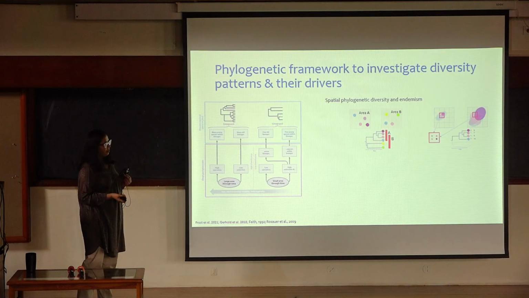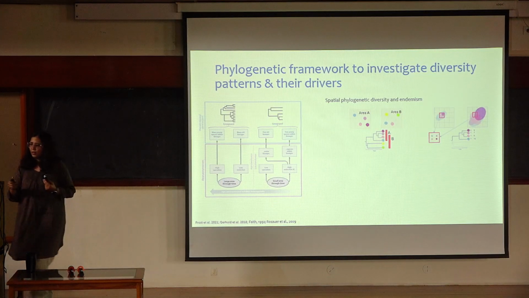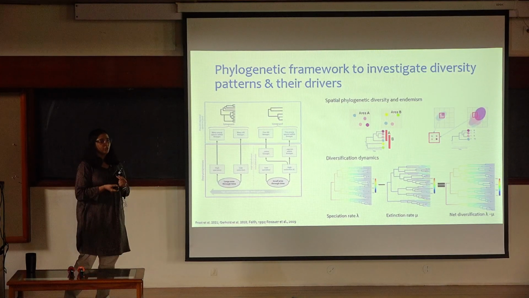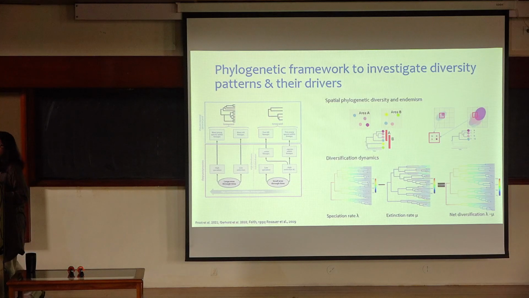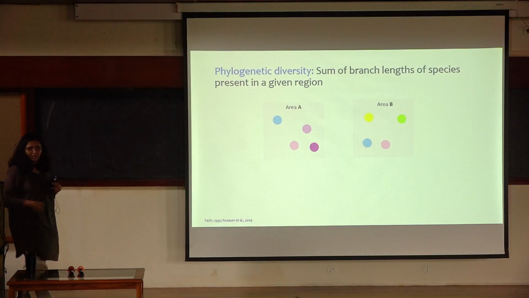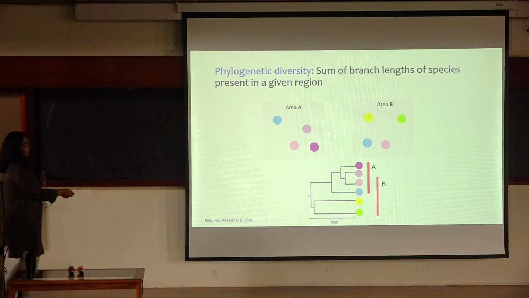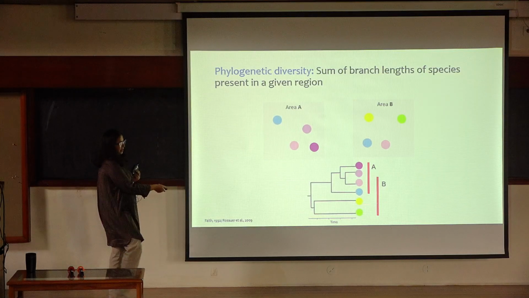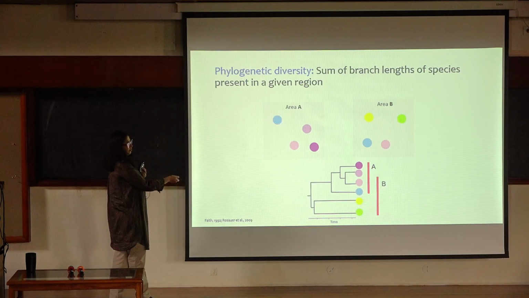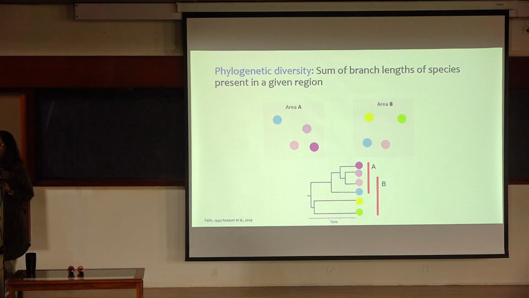One is spatial phylogenetic diversity measures, which will allow me to think about the evolutionary history of the phylogenetic tree and measure the phylogenetic diversity. The other is explicitly measuring speciation and extinction rates and their contribution to these diversity patterns. Very briefly, phylogenetic diversity is nothing but a summation of the branch lengths of the species which occur there. For example, if this is a time-calibrated phylogenetic tree, it shows how these species are related to each other, who have their common ancestry. If this area has 4 species, this is the phylogenetic diversity, which is a summation of branch length. Area B has 4 species which come from a very distinct phylogenetic tree, and that becomes its phylogenetic diversity.